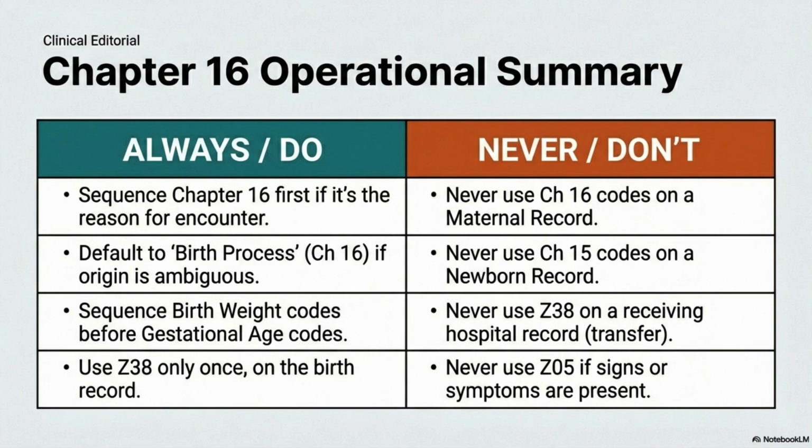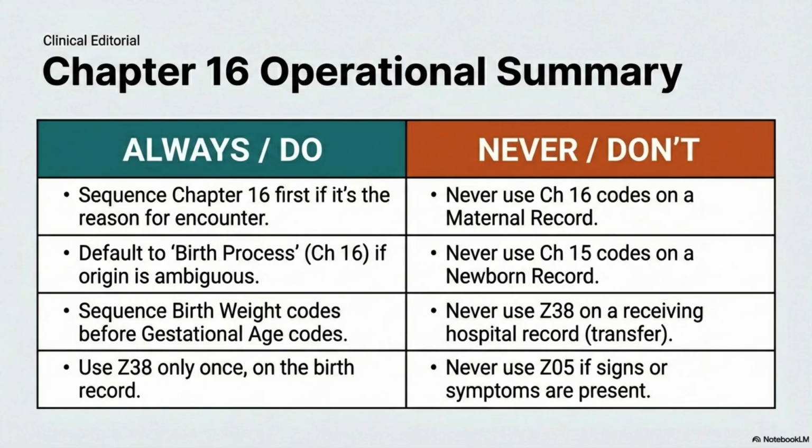Alright, let's wrap everything up with a quick operational summary. These are the core rules that will keep your perinatal coding accurate and consistent. On the always do side, always sequence Chapter 16 codes first when a perinatal condition is the reason for the encounter. When the documentation doesn't clearly state whether a condition is due to the birth process or acquired after birth, the default is the birth process, so you assign a Chapter 16 code. When both birth weight and gestational age are coded, birth weight is sequenced first. And remember, Z38 is used only once, and only on the newborn's birth record.